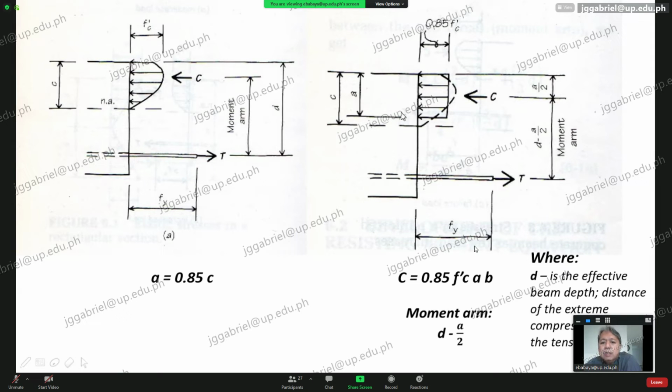Okay, if you have this as your A, then your C here is acting A over 2 away from this surface. Because this is a rectangular stress block. So the effective C should be acting half this distance, this A. So that would be A over 2. Now, the total here is D. So the moment arm of the tension and compression then will be D minus A over 2. That's how we got the moment arm.